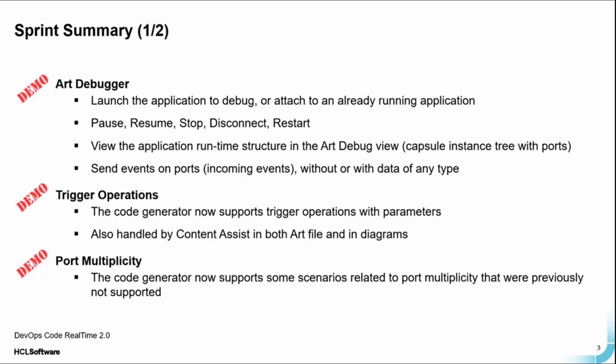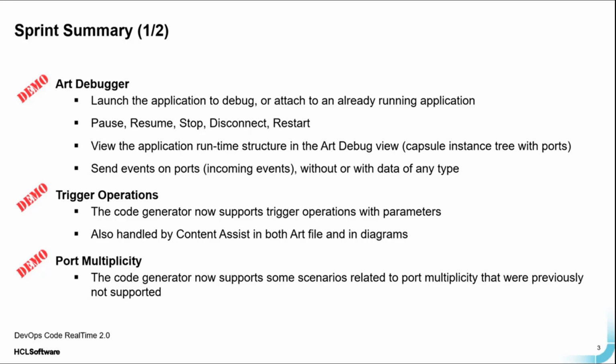There is a new view called Art Debug view, which shows the application runtime structure in the form of a capsule instance tree with the ports. So that is very similar to what you have in Model Real-Time. And on those ports, you can send incoming events. And when you do that, you will be prompted to provide data if the event that you send has any data. And also if the port is replicated and has multiplicity, you will be prompted if you want to send it on a particular port index or if you want to broadcast to all ports.